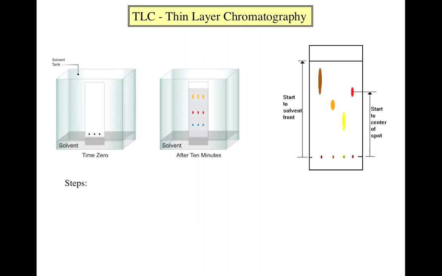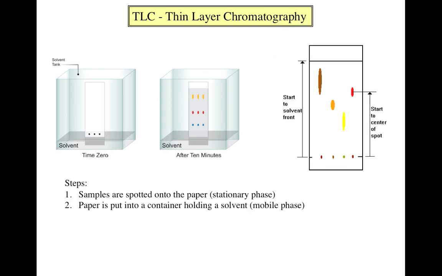First, the unknown amino acid samples are spotted onto a piece of paper. This is known as the stationary phase, as the paper doesn't move. The paper is then inserted into a chamber holding the solvent, which is known as the mobile phase.